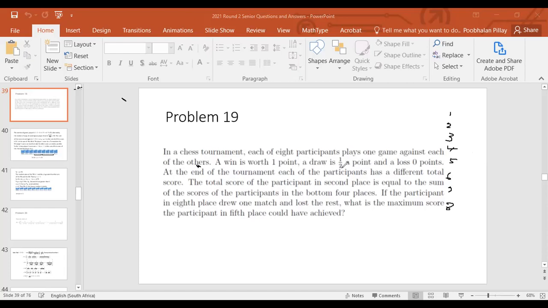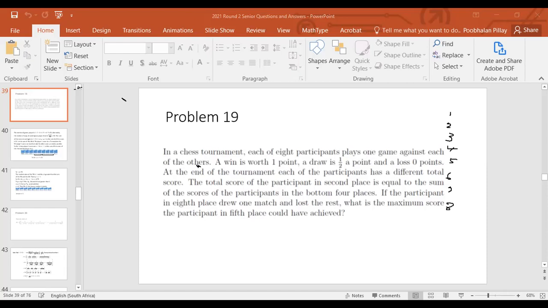A win is worth 1 point, a draw is worth half a point, and a loss is worth 0 points. So each game, the total score for each game is 1, because even if they draw, they got half each. So that's 1. Total score for each game is 1.